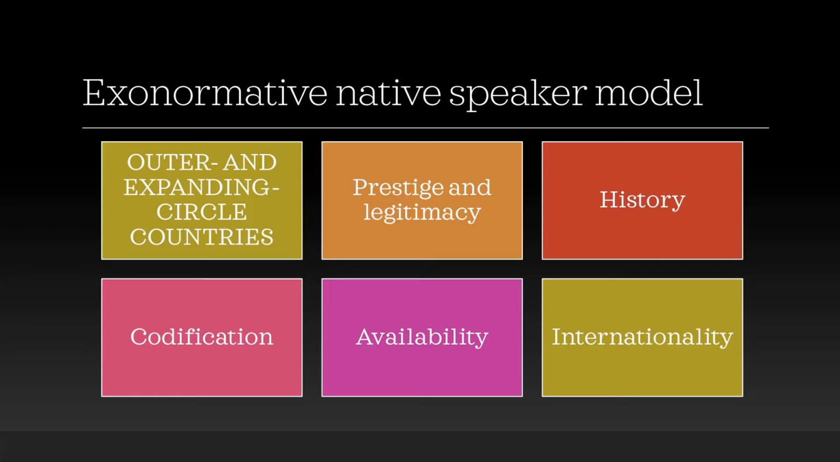The first model is the exonormative native speaker model, and it is the choice that most outer and perhaps all expanding circle countries have made. There are a few reasons for this. First of all, native speaker models have prestige and legitimacy. They also have a long history and throughout many years they have been codified. It means that we have many tools to learn a language.